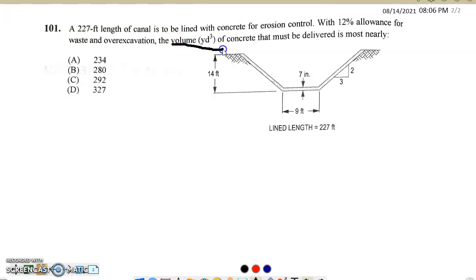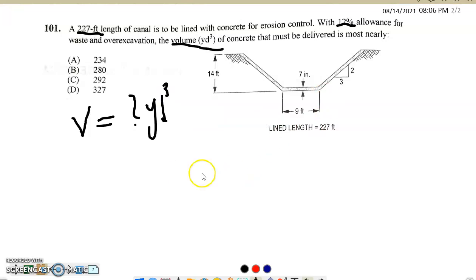Let's highlight that. And 12% waste. Please don't forget the 12% waste. And the total length of the canal is 227 feet long. Once you know what they want you to find, which is the volume, we want the volume equals, we don't know, question mark. And it's in cubic yards. We know the units already.